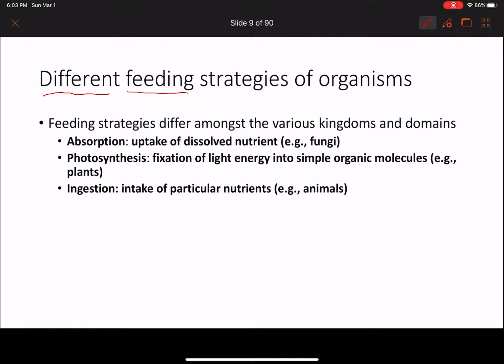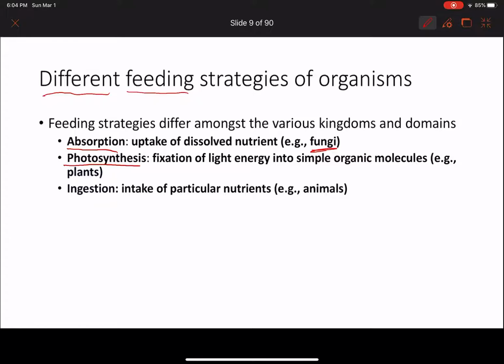So these strategies differ among the various kingdoms and domains. The first feeding strategy, absorption, is the uptake of dissolved nutrients. An example is fungi. Fungi will do absorption, to absorb the organic into the system, which is the uptake of dissolved nutrients. It has to be dissolved in order to be absorbed.